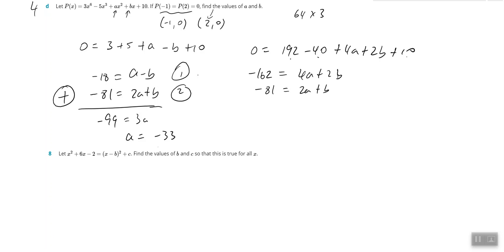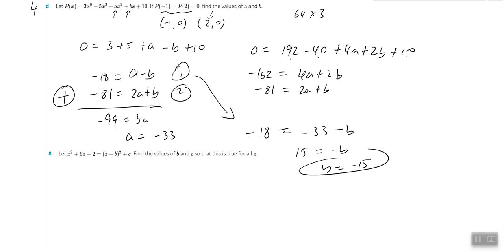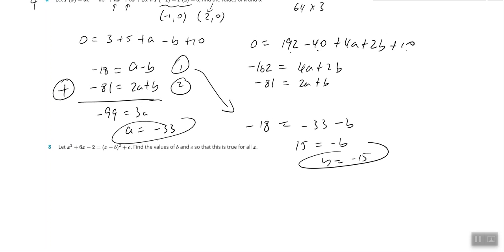Now to work out b, you can substitute a back into either equation, so I might sub back into equation 1. When I sub back into equation 1, I get negative 18 equals negative 33 minus b. I add 33 to both sides. So I get 15 equals minus b, so b equals minus 15. Then I've solved for a and b. So that's basically how you do question 4.